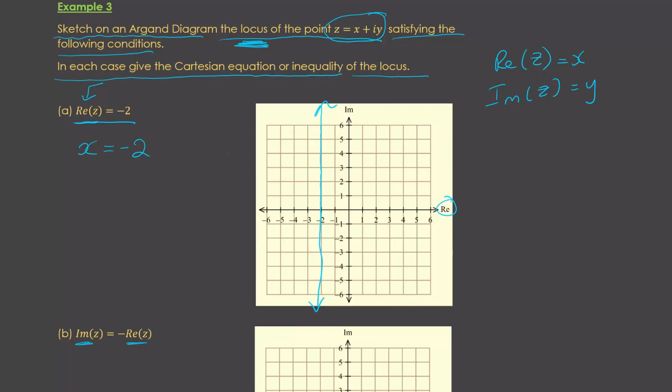But that brings me back to the word locus. Remember, it's the set of points, the set of positions of z that satisfy the equation or inequality. And every single point on here has a real part, which is -2. And therefore the line represents all of the possible positions of z. And that is exactly what a locus is.